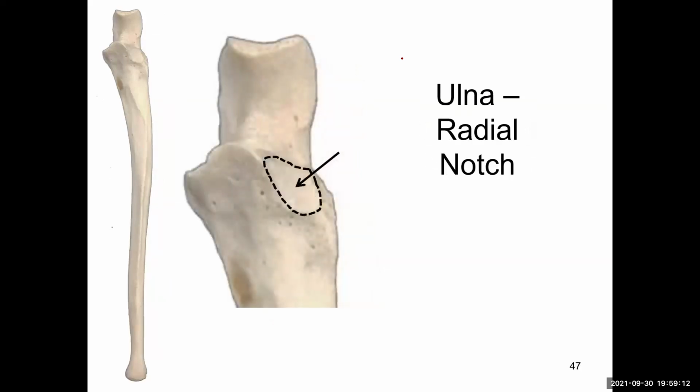And then you can see the radial notch because the head of the radius is going to brush up against that bone there, and it kind of nestles in there nicely. So that right there is the radial notch.